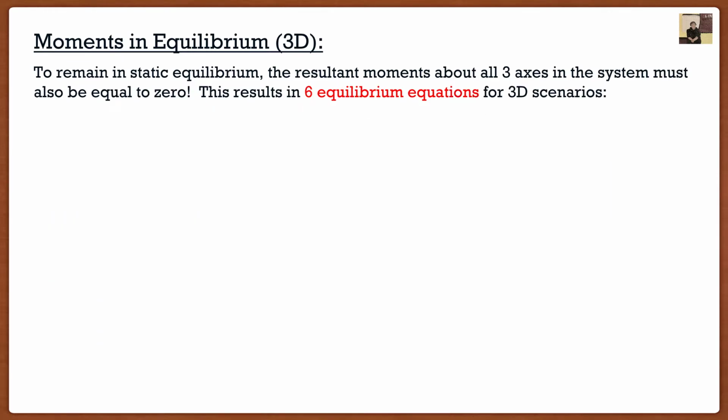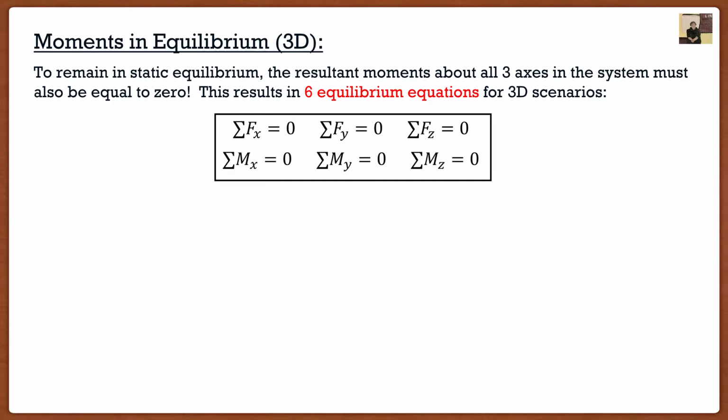So the final thing we're going to talk about, and this isn't something that we usually find in this particular class because it's a first year class, we're here to have fun, not make you depressed, is moments in equilibrium. Remember in 2D moments, we said that taking the summation of moments adds a third equilibrium equation. Well, in 3D, it actually adds 3 more equilibrium equations. So for 3D equilibrium, we actually have 6 equations now.